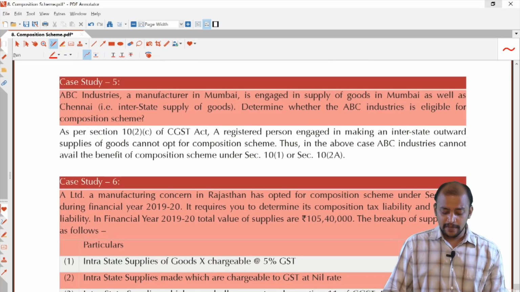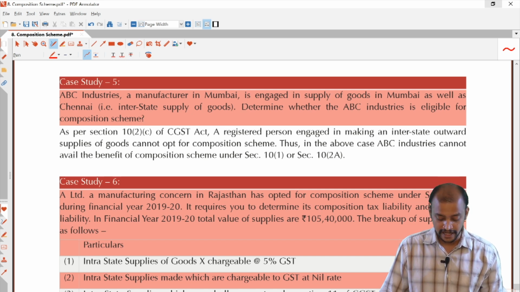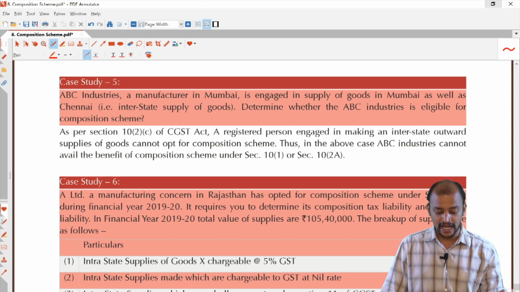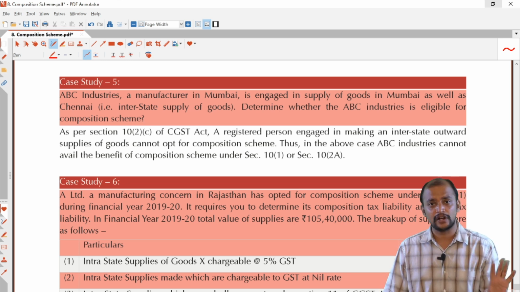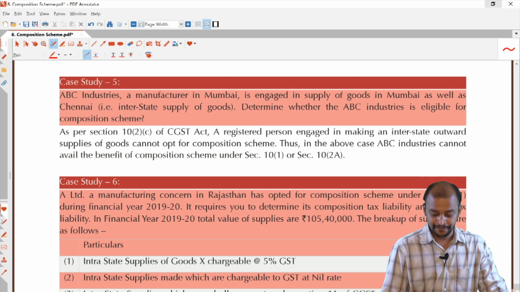Then, ABC Industries, a manufacturer in Mumbai, is engaged in supply of goods in Mumbai as well as Chennai. Determine whether ABC Industries is eligible for the composition scheme. So he is a manufacturer in Mumbai, engaged in supply of goods in Mumbai as well as Chennai. That is an interstate supply they are making. They cannot opt for the composition scheme, be it Section 10(1) or 10(2A).